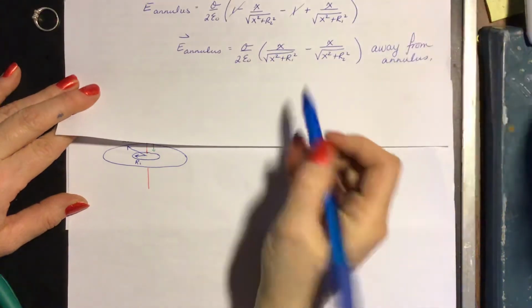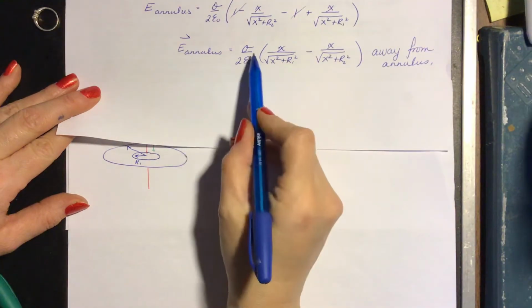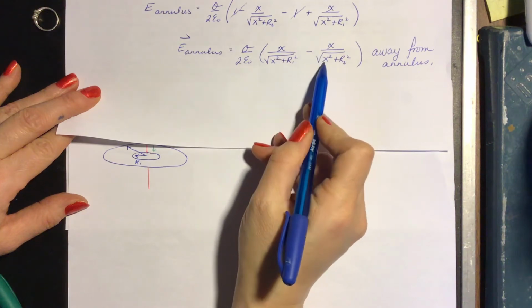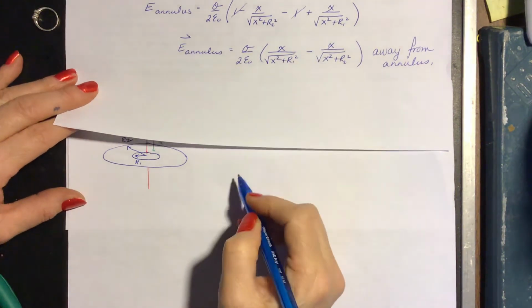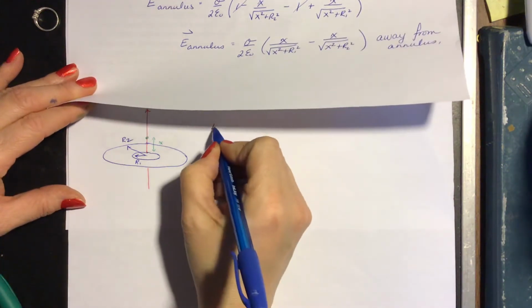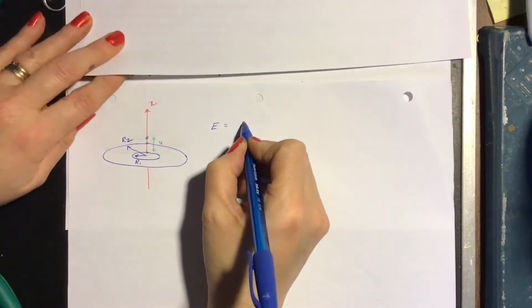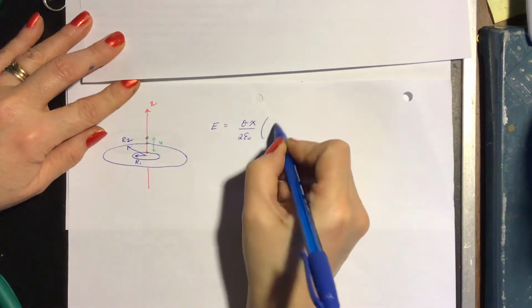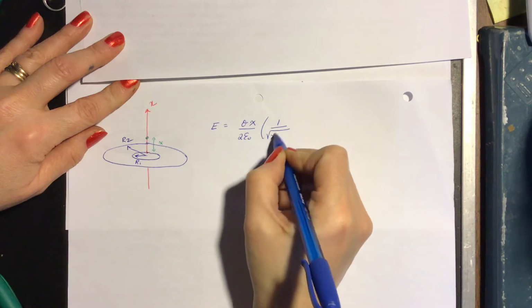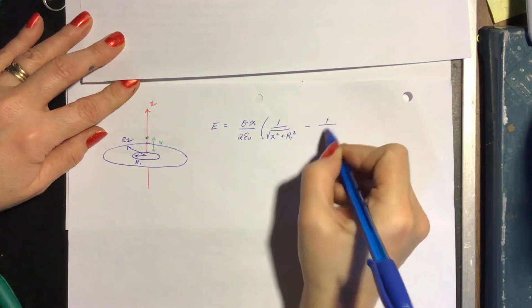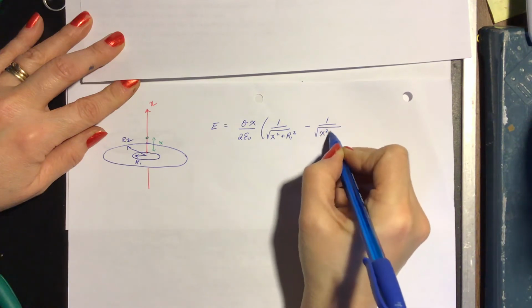Here our electric field is a constant times x over the square root of x squared plus r1 squared, minus x over the square root of x squared plus r2 squared. Let's write this equation down again, but let's take x outside. So our electric field is sigma times x over 2 epsilon naught, times 1 over the square root of x squared plus r1 squared, minus 1 over the square root of x squared plus r2 squared.